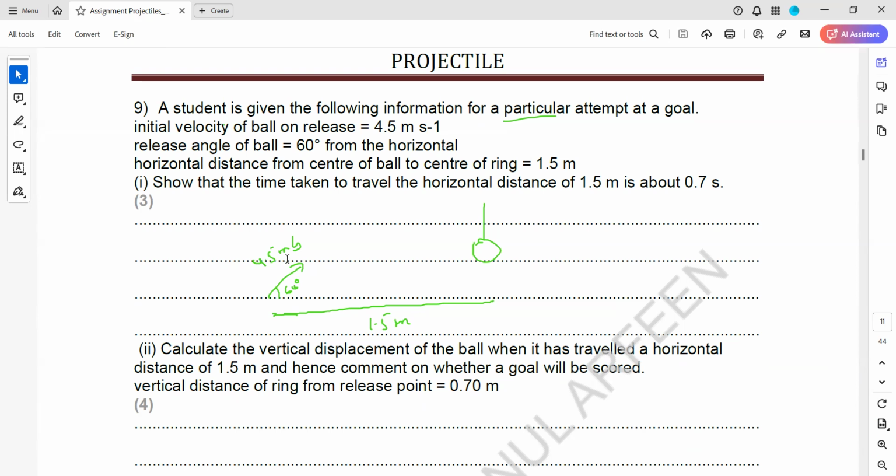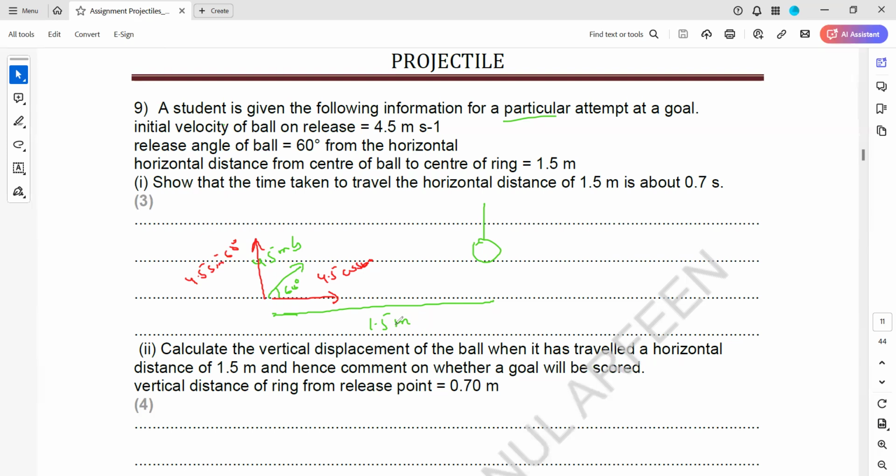If you need the time, first, whenever the speed is given and the angle is given, we'll work out the horizontal and the vertical component. So 4.5 is the speed, angle is 60. The horizontal component of the velocity will be 4.5 cosine 60, and the vertical component will be 4.5 sine 60.